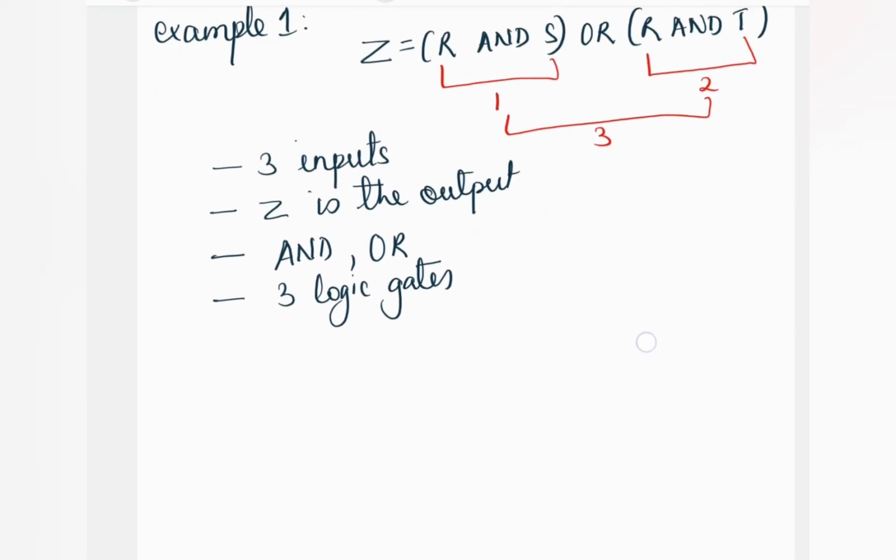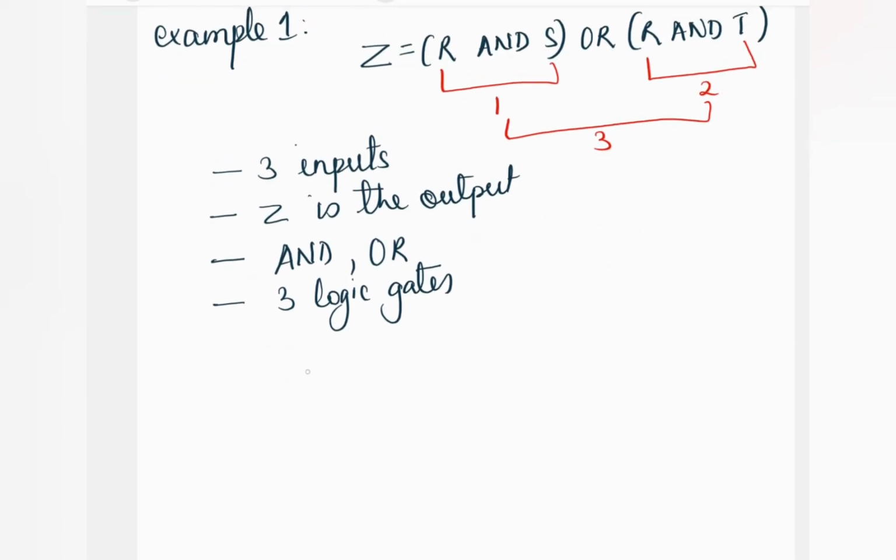Now let's draw the logic circuit. As we started, 3 inputs. So let's go ahead. Do the first one. We'll follow the first, R, S. Between the two, there is an AND gate. And let's leave for the output.